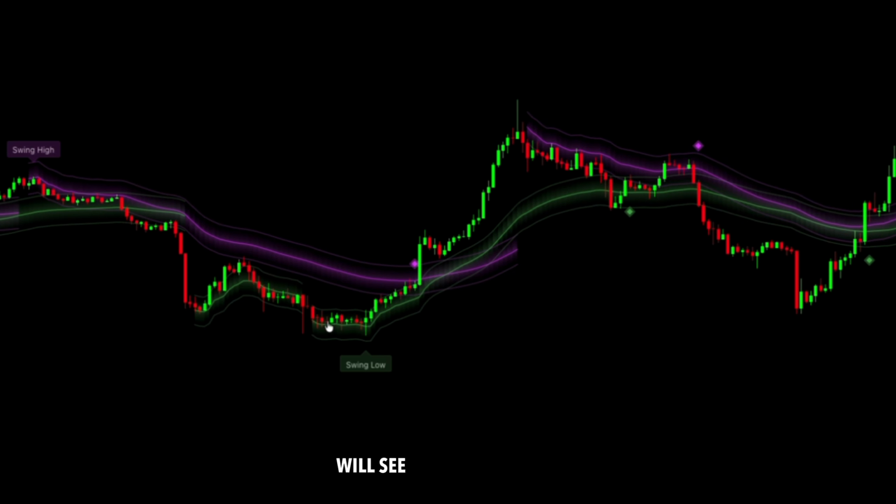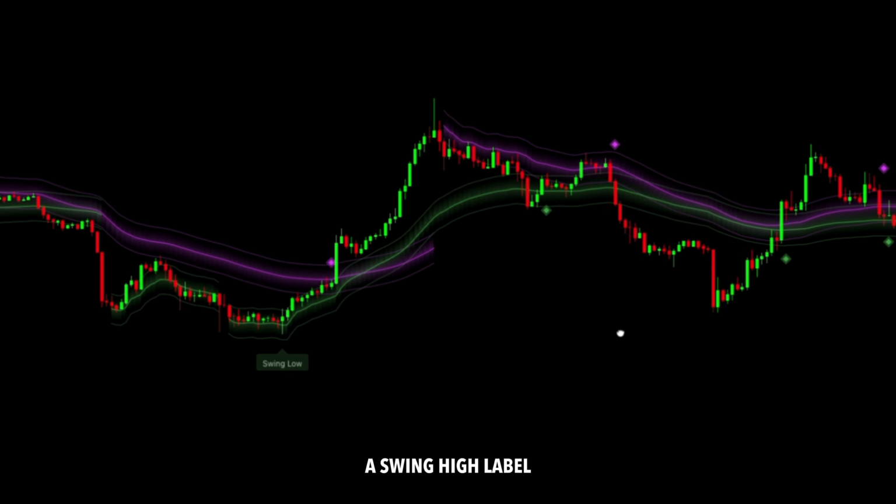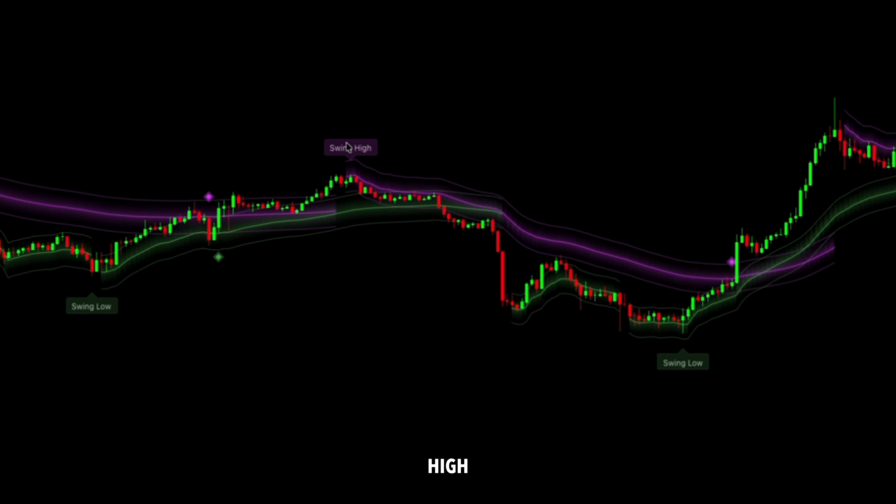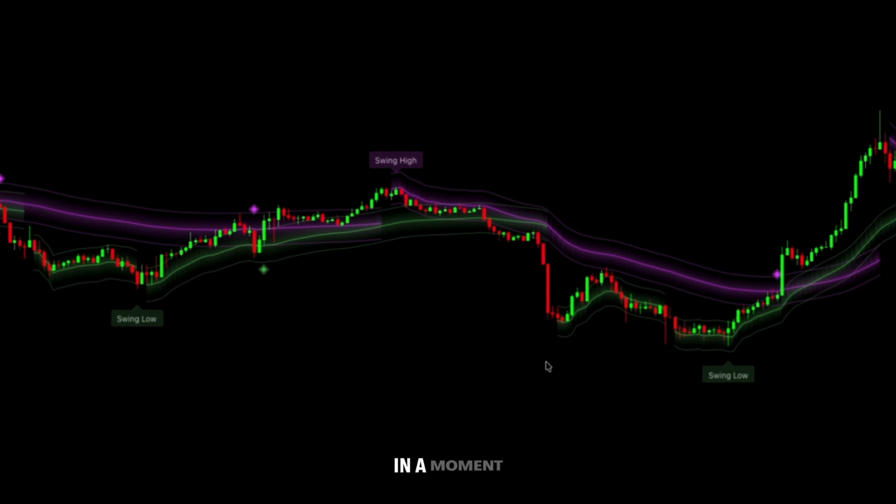On the chart, you will see labeled markers for swing highs and swing lows. A swing high label appears in purple or magenta and typically says swing high. A swing low label appears in green and says swing low. These labels mark confirmed swing points, and they are absolutely critical for your trading decisions. I will explain why in a moment.